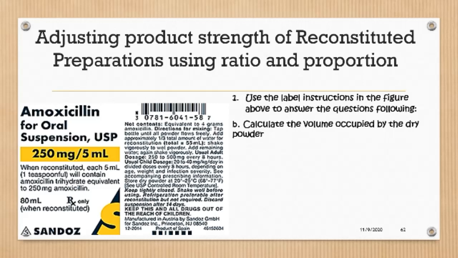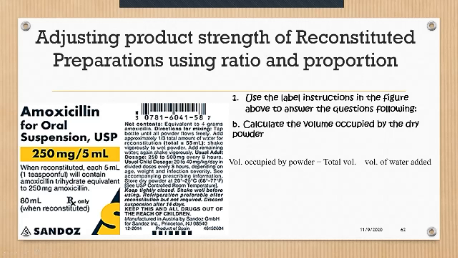So the volume occupied by the powder would be the total volume of the suspension minus the volume of the water or the diluent that we need to add. The total amount of water to be added is 55 mL, and the total amount of mixture, let me go back, would have been 80 mL as was stated earlier. So in order to determine the volume occupied by the powder, we subtract 55 mL from 80 mL to get 25 mL.